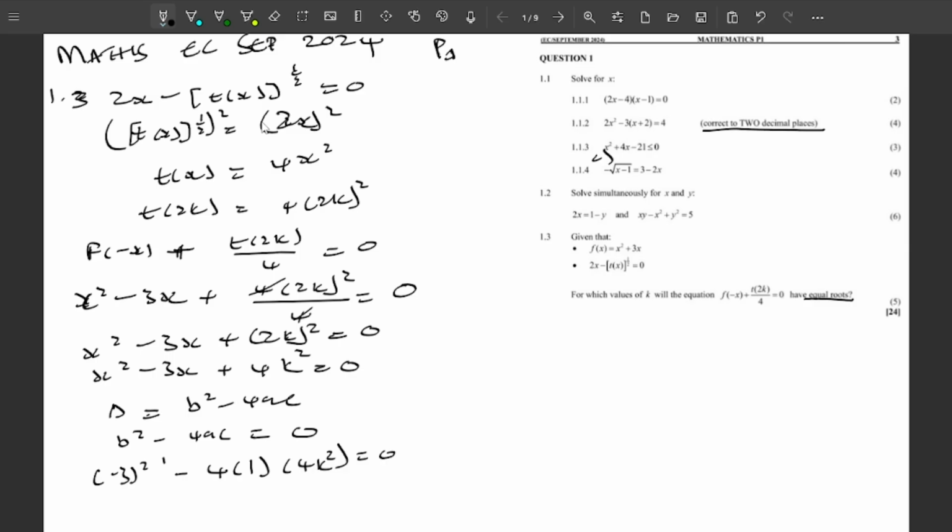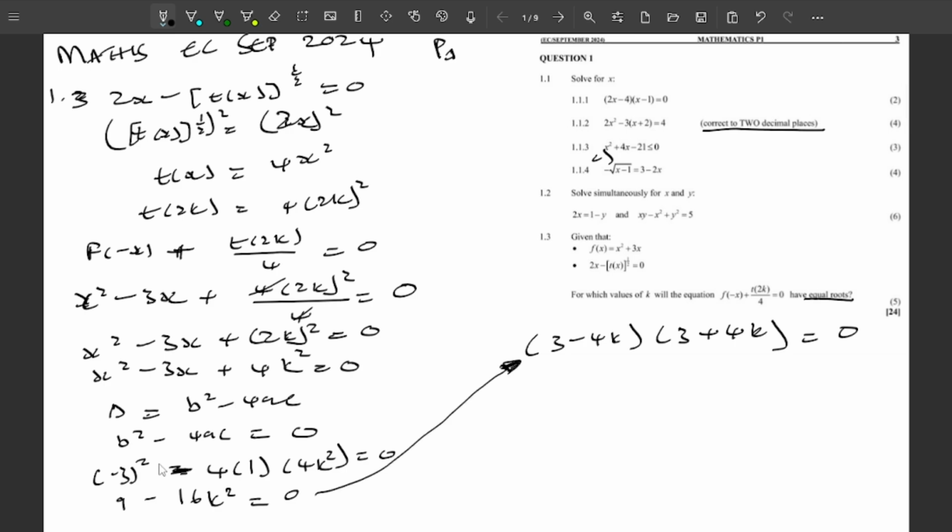And after simplifying this, let me remove this thing here. Okay, so this is squared, by the way. After simplifying here, you're going to be left with 9 minus 16, because 4 times 4, it's going to be minus 16k squared, which is equals to 0. And from there on you can factorize it, and you would get 3 minus 4k and 3 plus 4k, which is then equal to 0.